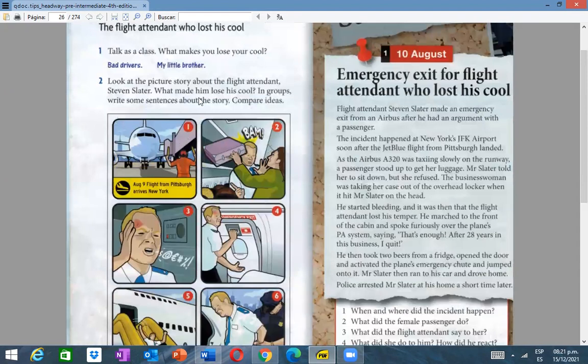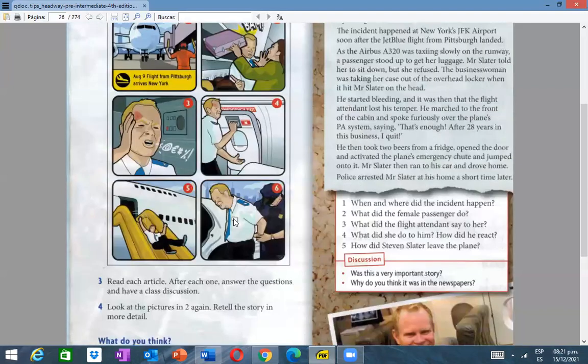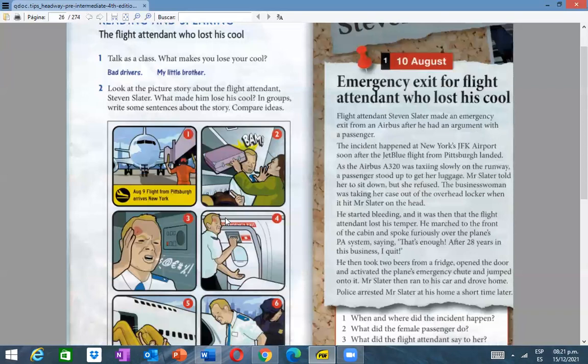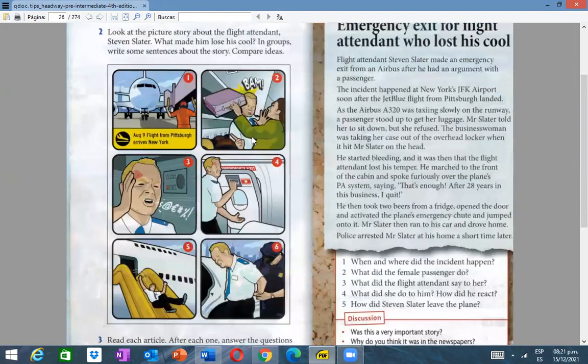Look at the picture story about the flight attendant. The flight attendant, right? Can you see? Here we have this flight attendant. His name is Steven Slater. And the question is, what made him lose his cool? In groups, write some sentences about the story, compare ideas. Please, come on. What do you think? What's happening here? You have to write, okay? I want to see your answers, please, on our virtual board.